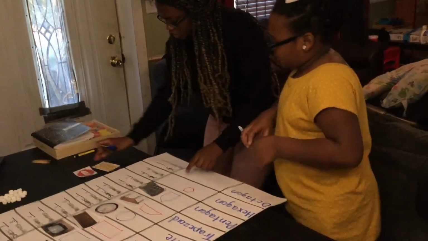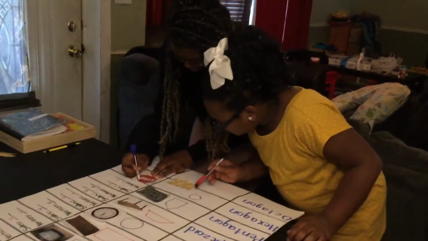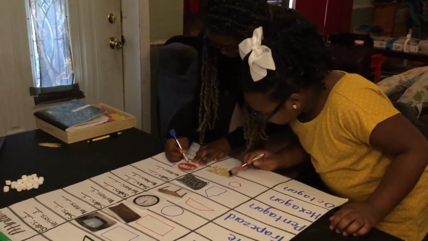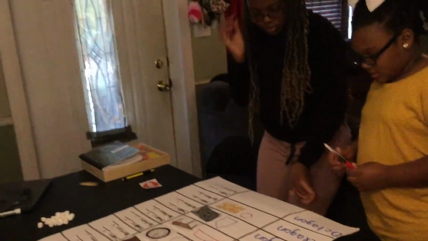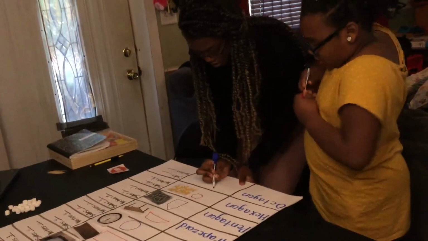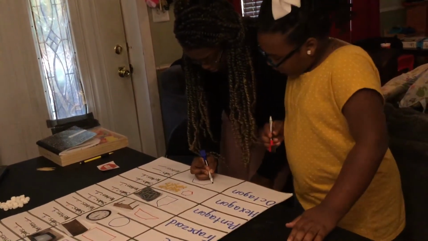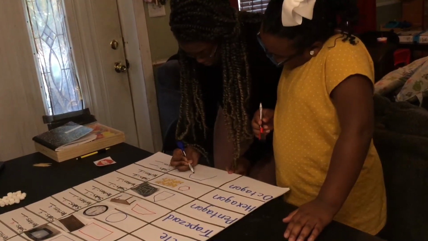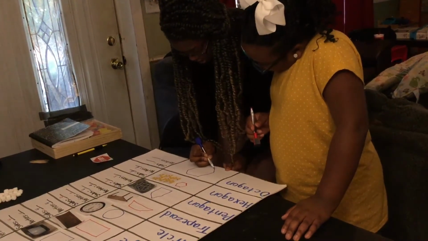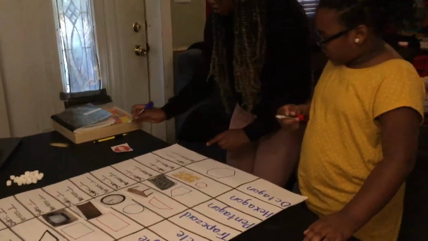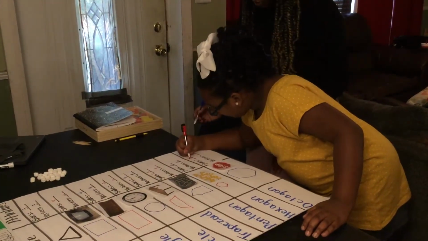Okay, let's see. Which one is which? Gotta count 'em. 1, 2, 3, 4, 5, 6, 7, 8. This one's not this. 6. That's that one. Okay, and the last one, octagon. Octagon is 8. 1, 2, 3, 4, 5, 6, 7, 8. Okay, and this one will be a picture. And 8.